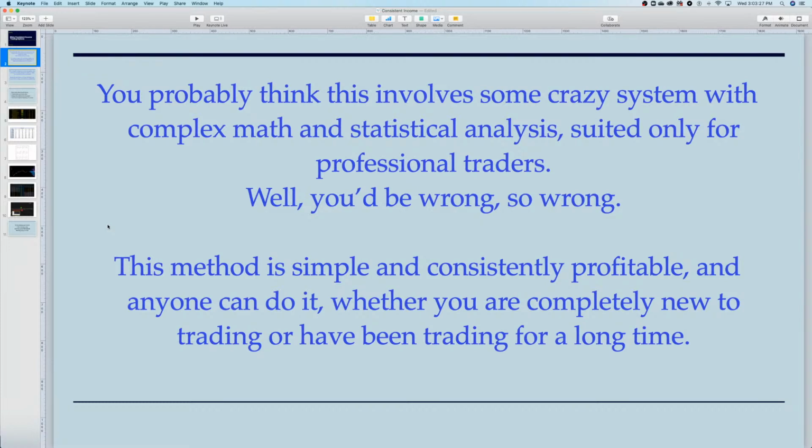And you can become a very good car driver in the same way you can become a very good options trader. This method is simple and consistently profitable. You just have to learn how to do it. And anyone can do it, whether you're completely new to trading or have been trading for a long time. Now, I want to be clear that if you're new to trading or even new to options, there's a little bit of work that you have to put into this.